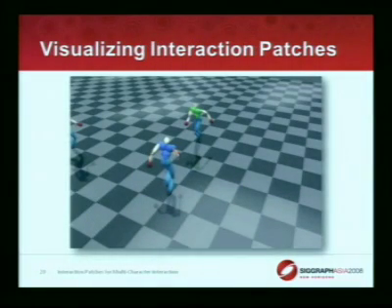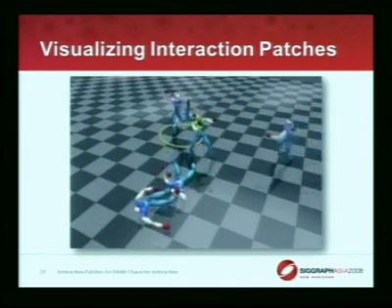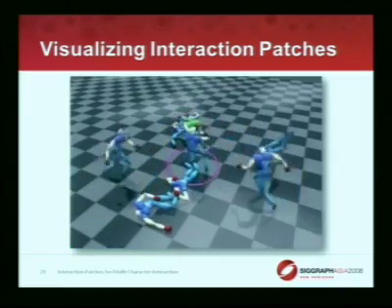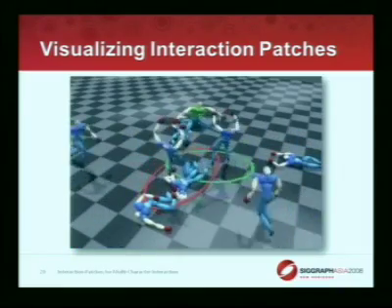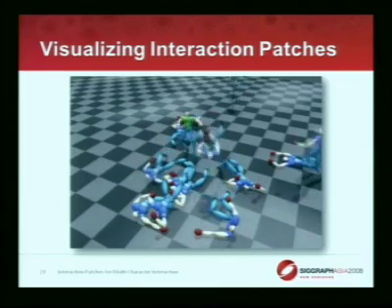Now I wish to visualize the interaction patches we used in the animation. You can see that the circle below the two characters indicates that they are under the same interaction patch. So the green character interacts with a lot of blue characters, and blue characters fall onto other blue characters by interaction patches as well.